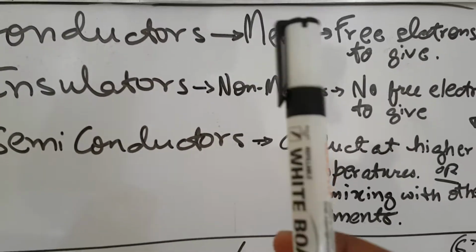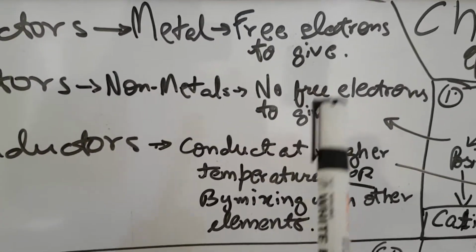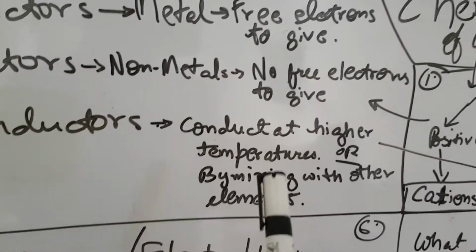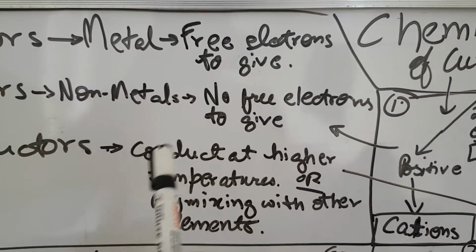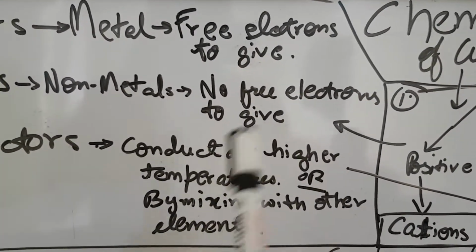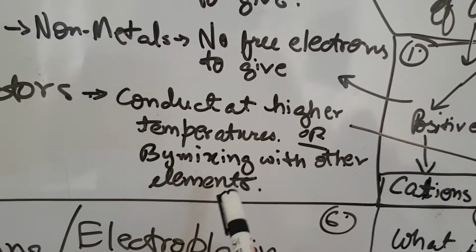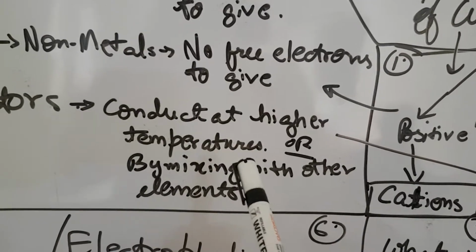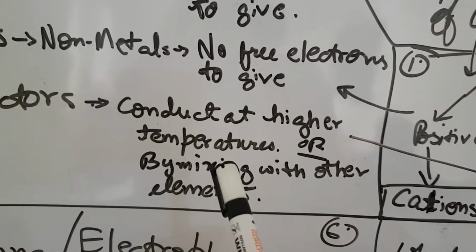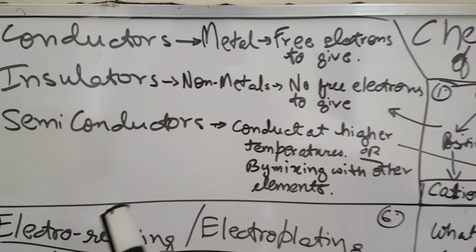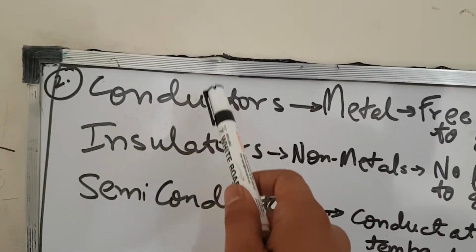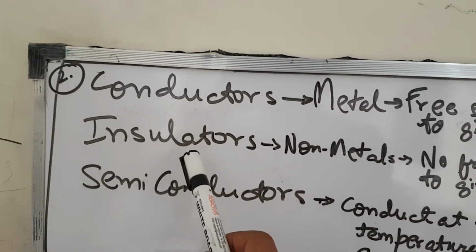The third type is semiconductors. Semiconductors conduct electricity and they also don't conduct electricity. It depends on number one. If they are conducting at higher temperatures, then they will conduct electricity. Otherwise, if we mix some elements in them, they can also conduct electricity. Otherwise, they will not conduct electricity. That is why they are known as semiconductors, because they have little bit of conductors property and little bit of insulators property.